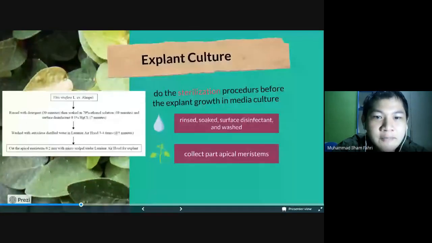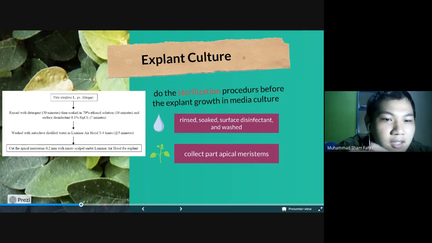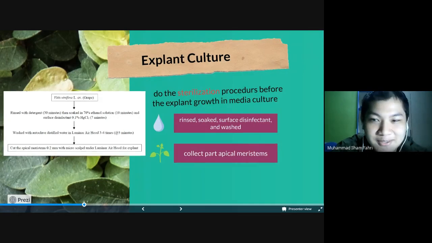So step one, the explant culture: do the sterilization procedure before the explant grows in the media. This is the key for this process. Rinse and soak in surface disinfectant, then wash and collect part of the apical meristem for this culture. The detail on the left shows you the flow chart for this method.